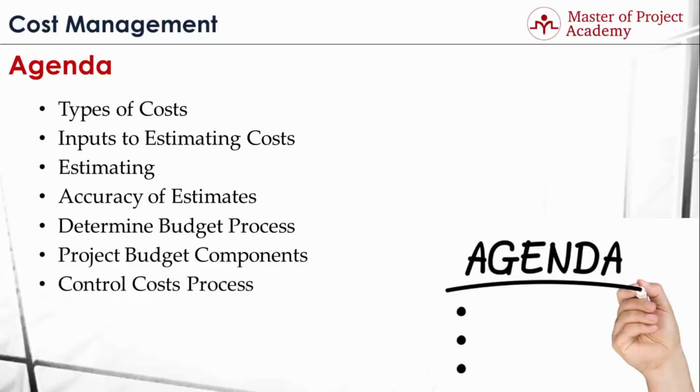Control costs is the fourth and last process of the cost management knowledge area. This process mainly aims to control the project expenses and complete the project on determined budget. We will go over this process in detail in our further lectures.